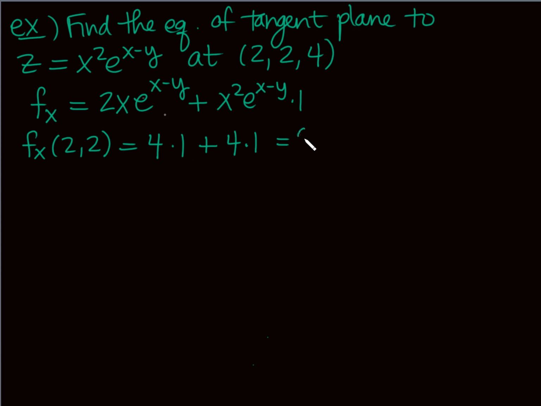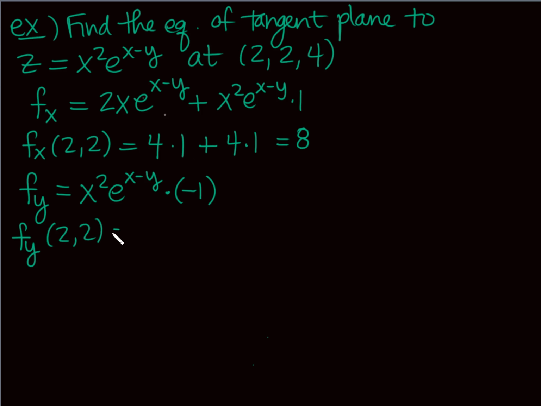Then f sub y. I don't have to do the product rule here because x squared is considered a constant. So I just leave x squared, rewrite e to the x minus y. And then the derivative of x minus y with respect to y is negative 1. So f sub y of 2, 2: again, I'm going to get 4 times 1 times negative 1, which is negative 4.